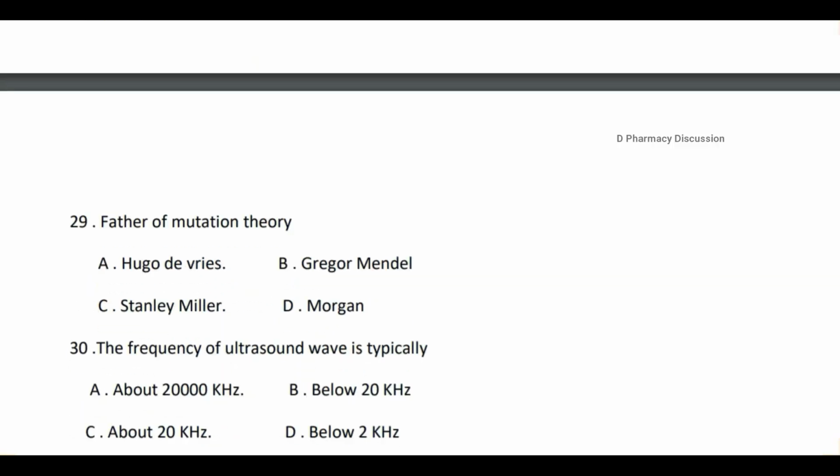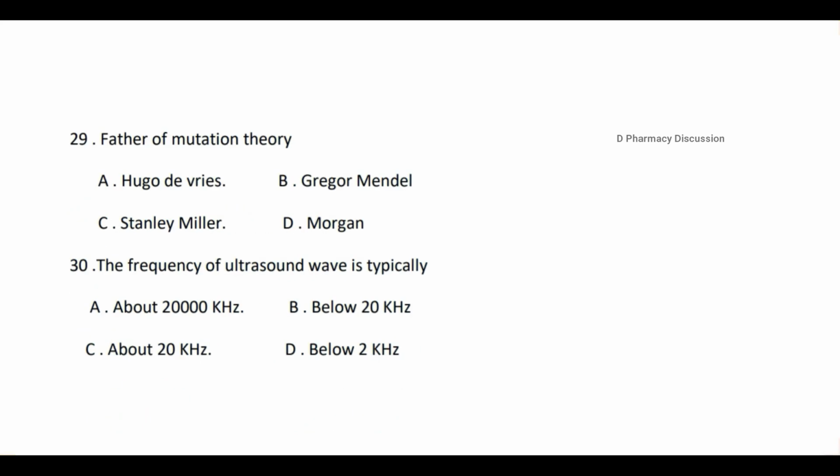Then question number 29. Father of mutation theory. Options are A Hugo de Vries, B Gregor Mendel, C Stanley Miller, D Morgan. Correct one is option A, that is Hugo de Vries.